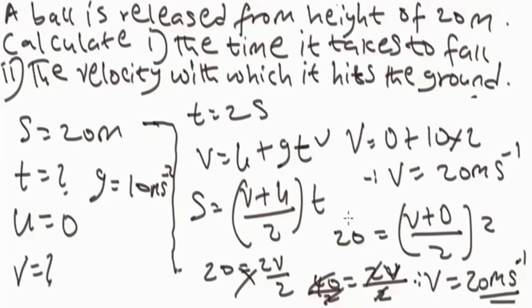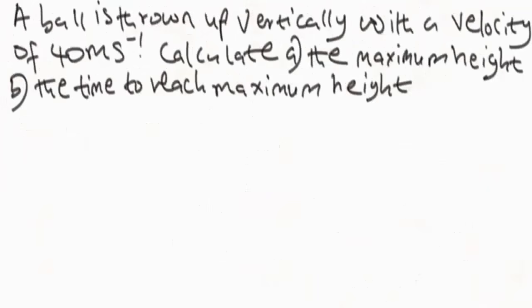Now let's solve one more example under this before I call it a class. Okay, look at this question. It says a ball is thrown up vertically with a velocity of 40 meters per second. Calculate A, the maximum height, and B, the time to reach maximum height. Alright, solution. Remember, this is a motion under gravity, because the ball is thrown up. Now it's going against gravity because it's not falling, it's going up. Remember what I told you initially when I was starting this video. Since it's going against gravity, that means our g will be negative.